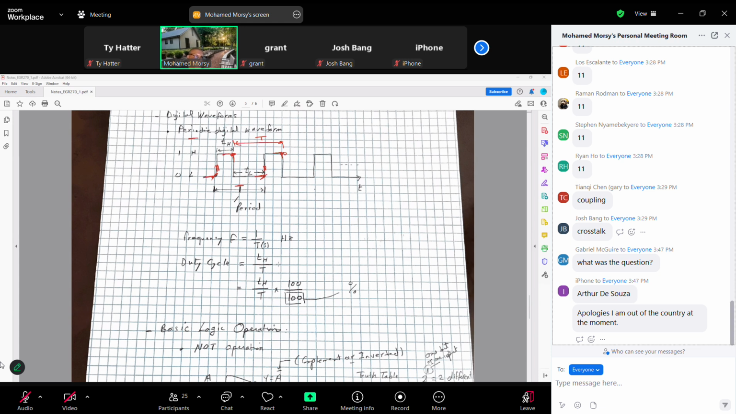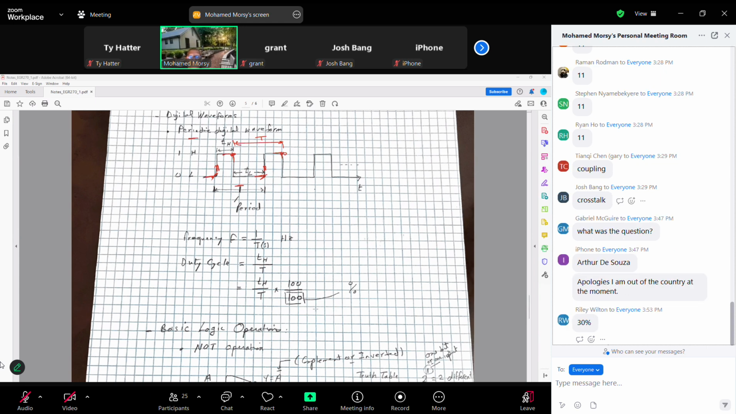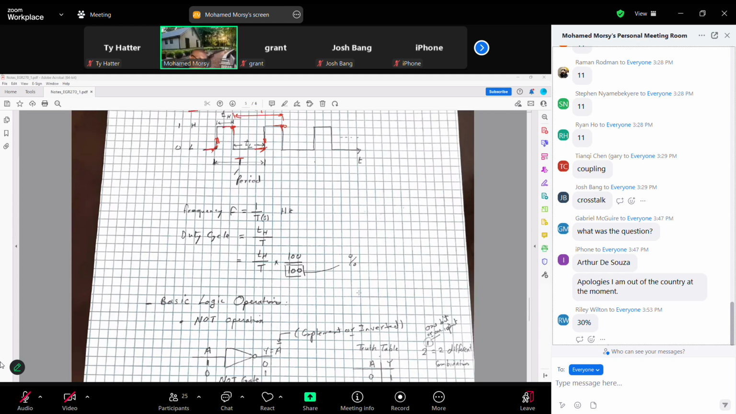So say this ratio is 0.3. So 0.3 multiplied by 100, what do we get? Perfect. Thank you. 30%. So now we convert from ratio to percentage. Okay, is this clear for everyone?